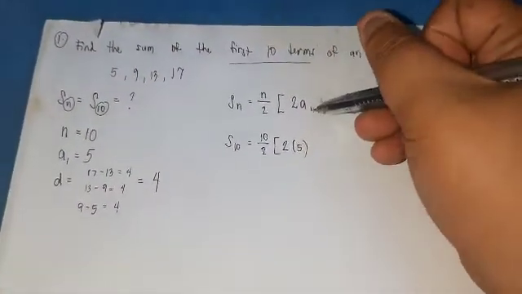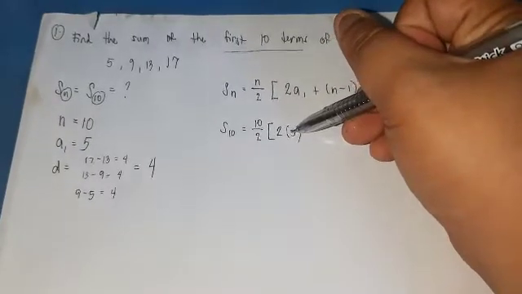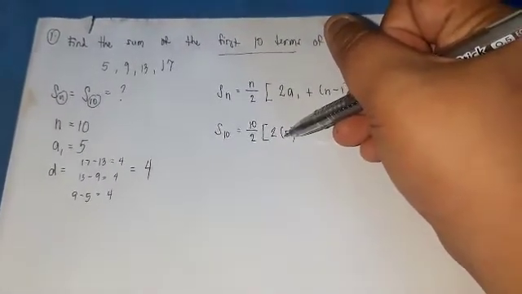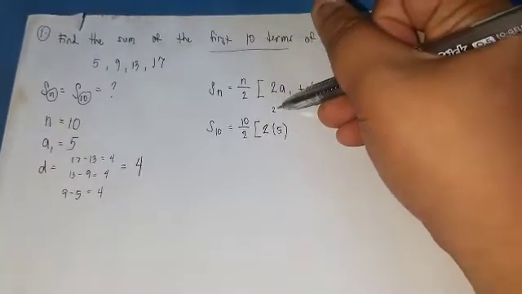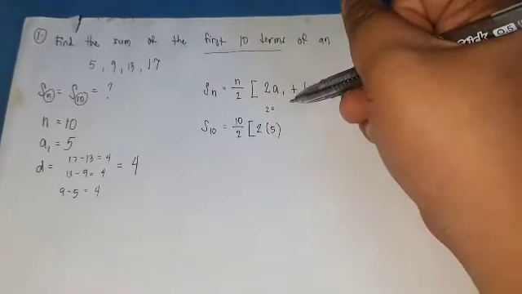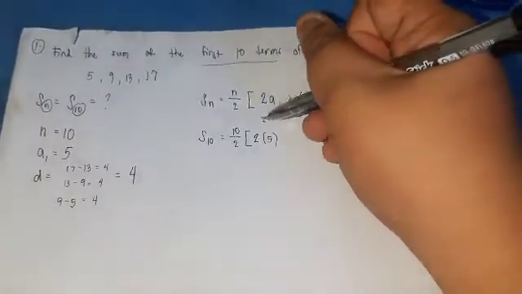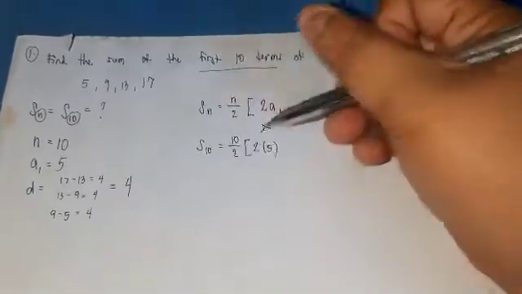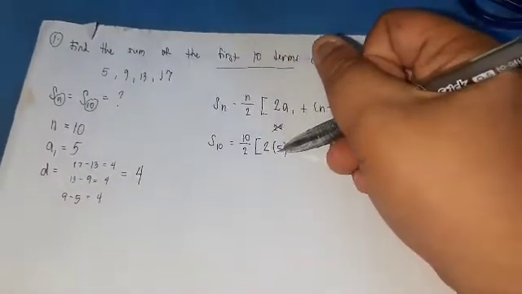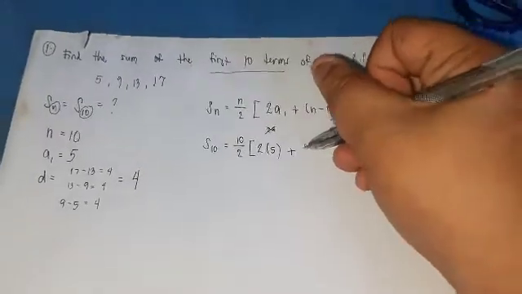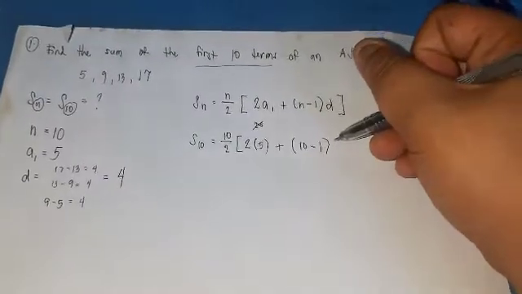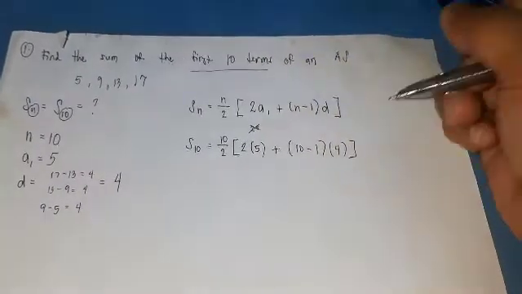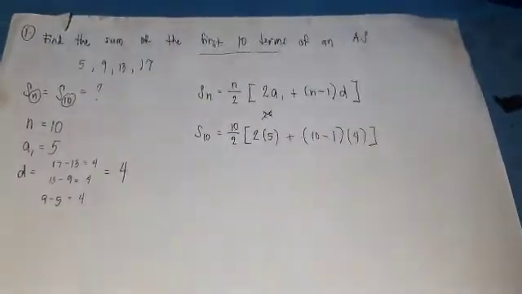If you're going to substitute your A sub 1, please enclose it in a parenthesis. If you don't enclose it in parentheses, when you substitute, you will have 2 and then 5 beside it, which becomes 25, and you'll be wrong. So enclose it in parentheses. So you have 2 times 5, which is your A sub 1, plus your N, again 10, minus 1 times your difference, which is 4. This is substitution. Just follow along.